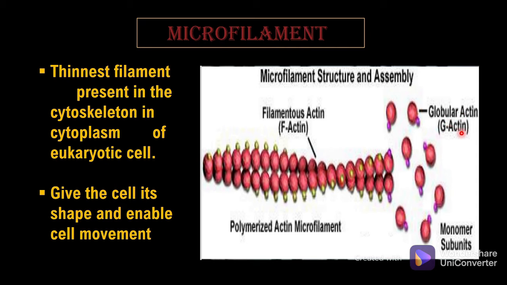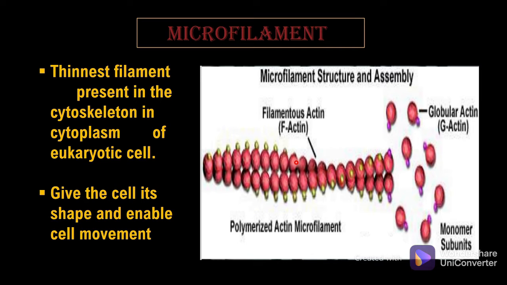And these are the globular actins. They are called G actin, and once the filament is formed, we call it filamentous actin, that is F actin. So this protein is abundant in all eukaryotic cells and has been extensively studied in muscle cells.